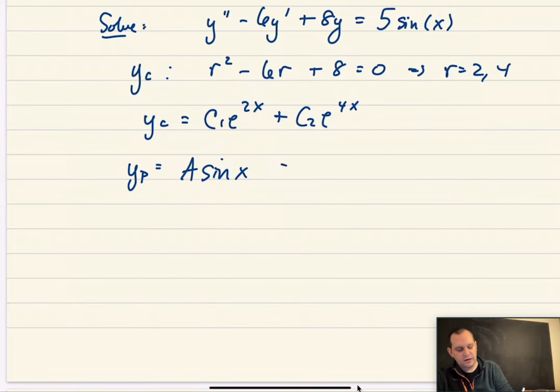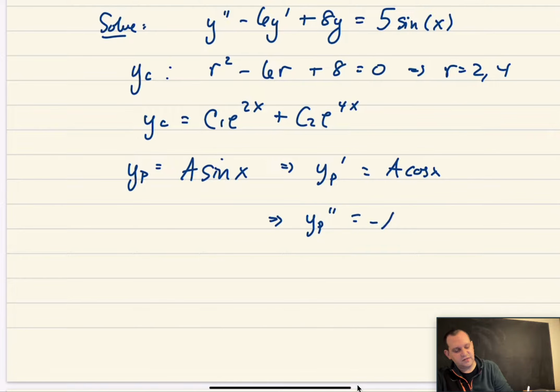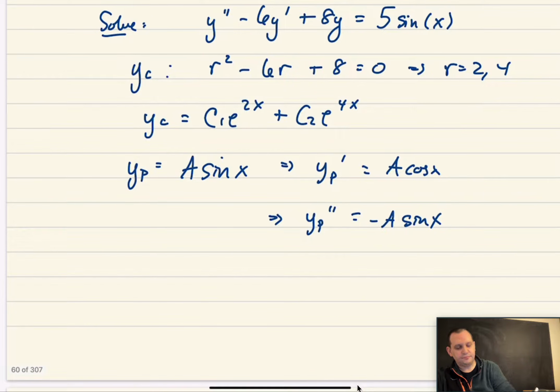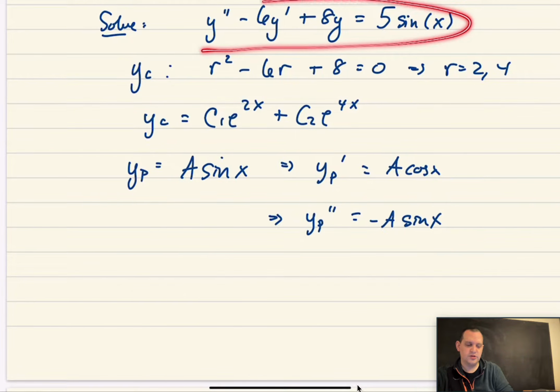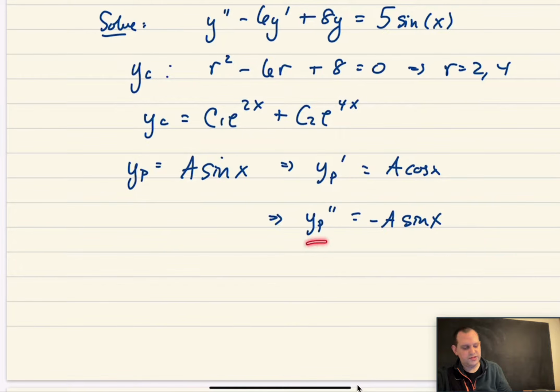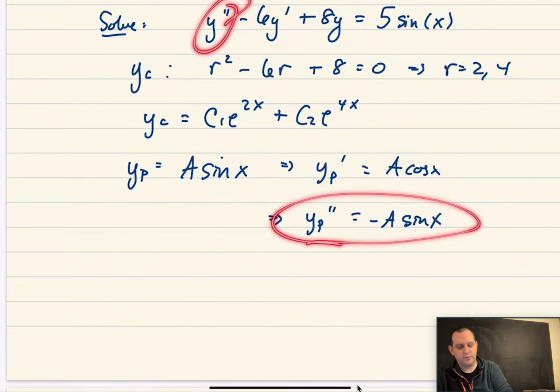If we do that, then our particular solution's derivative will be a cosine of x, and the second derivative of the particular solution is negative a sine of x. Now if we plug this into our equation, what I mean is we go up to our differential equation and replace all the y's with y sub p's, the particular solution. So we replace the second derivative for y double prime.